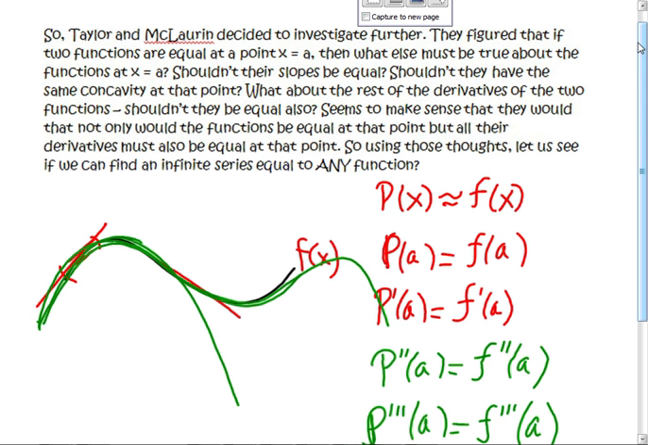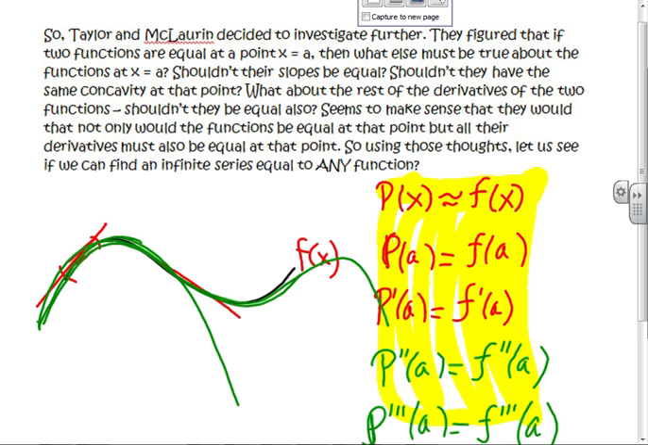Seems to make sense that they would not only be the same function equal at the same point, but all the derivatives must also be equal. So using these thoughts, let's see if we can find an infinite series to any function. You're going to use these conditions right here, the fact that these all have to be the same. The first derivative of the polynomial has to equal the first derivative of the function.